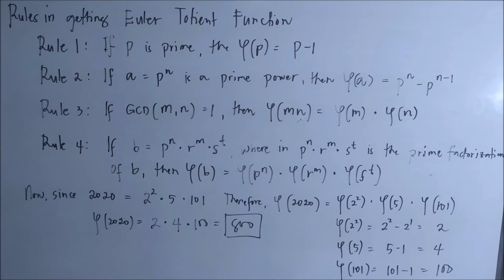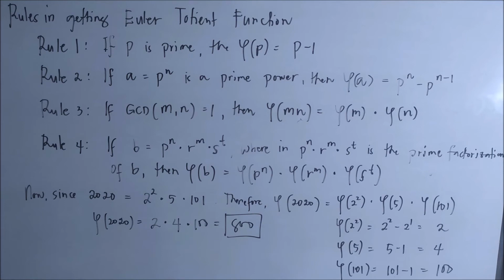Rule number 3. If GCD of m and n is equal to 1, then totient function of m times n is equal to totient function of m times totient function of n. An example of that is 21. Totient function of 21, wherein 21 is equal to 3 times 7, is totient function of 3 times totient function of 7.